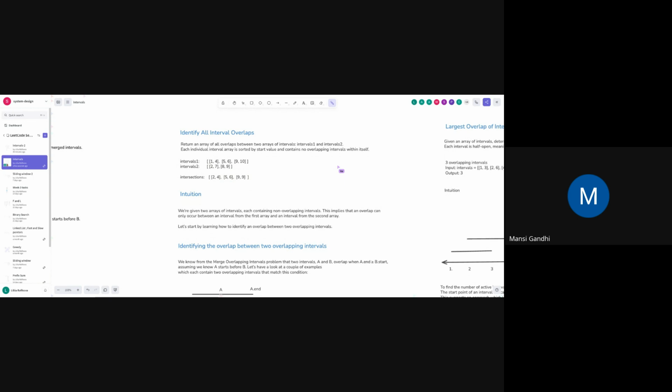Just one thing. Here we are comparing 1, 4 with 2, 7, like the first indexes of both intervals. Okay. Mm-hmm. So the merged one should be like, I thought it should be 1, 7.